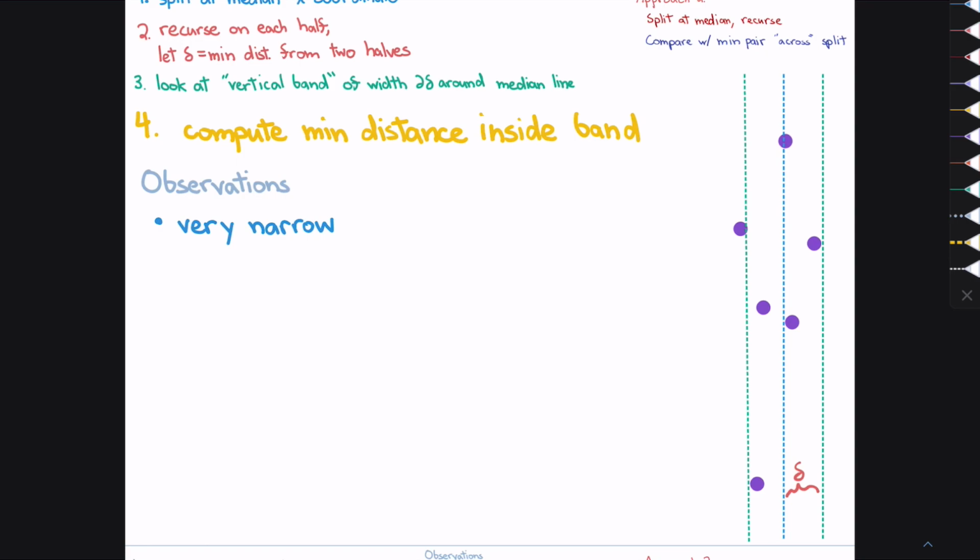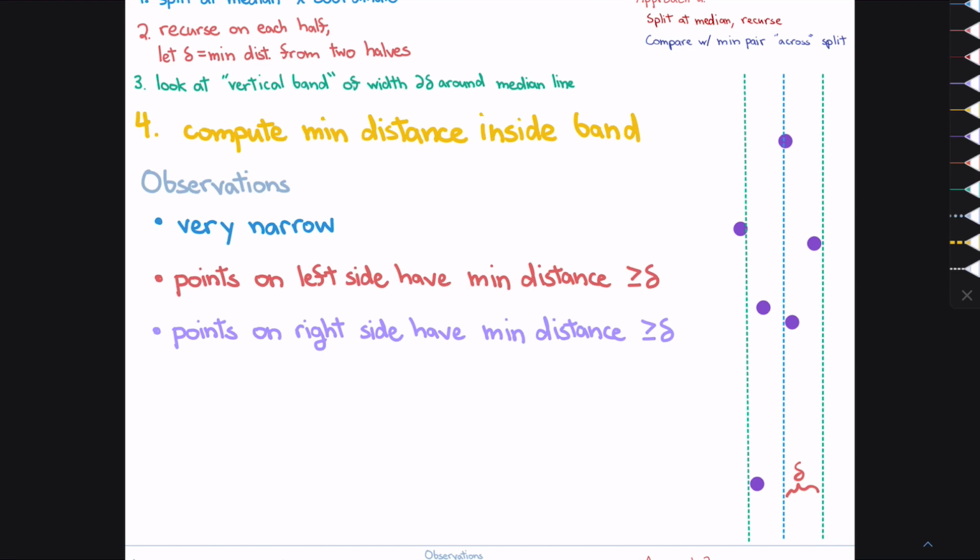Well, because delta is the minimum distance between any pair of points on one side. If I look at the left side, any two points on the left of the blue, but inside the green, have to be at least delta apart, because that's what I found out in my recursive subcall. So I can only pack them in so much, because they have to be at least delta far apart, and the whole width of that column is delta. And the same goes for the other side.